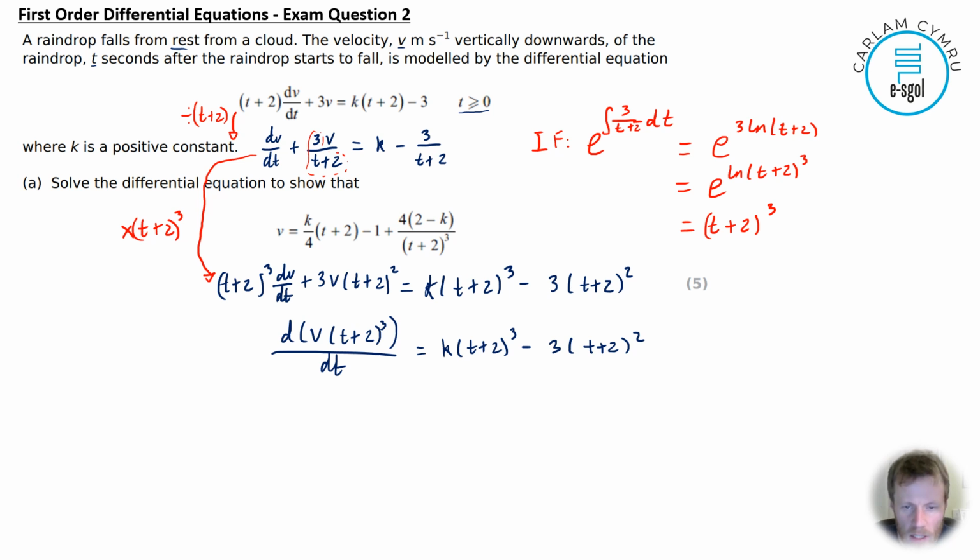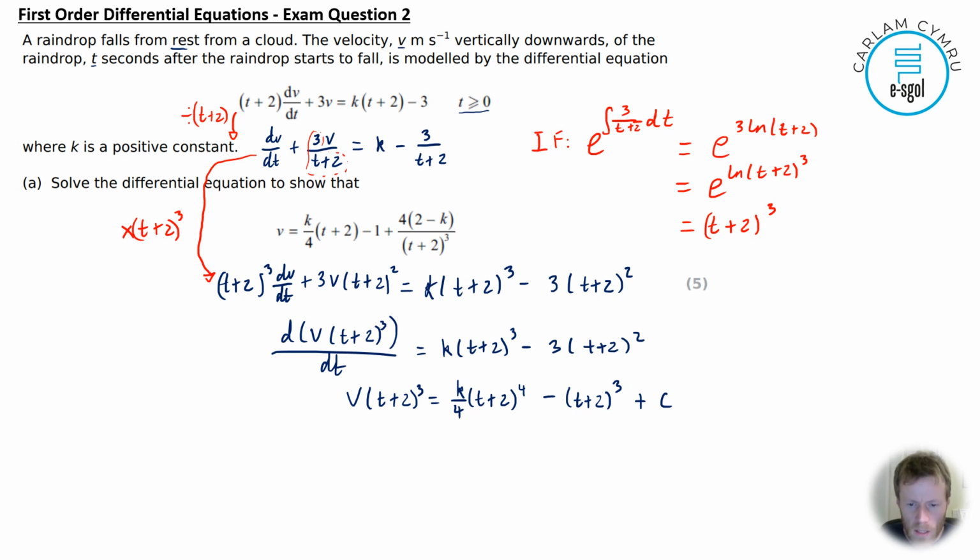And now we can go ahead and integrate this. So when we integrate this, we get v times t plus 2 cubed equals, and integrating this, we're going to increase the power by 1, so t plus 2 to the power of 4, and then divide by the new power, so that gives us k over 4. And this one here, we're going to increase the power by 1, so t plus 2 to the power of 3, and then divide by the new power, so that divides by 3, so we get minus that, and we get a plus c here.